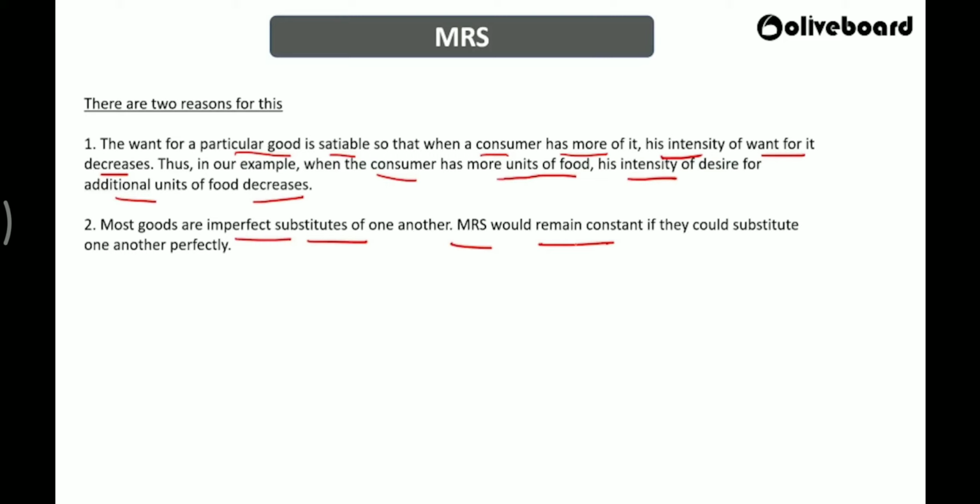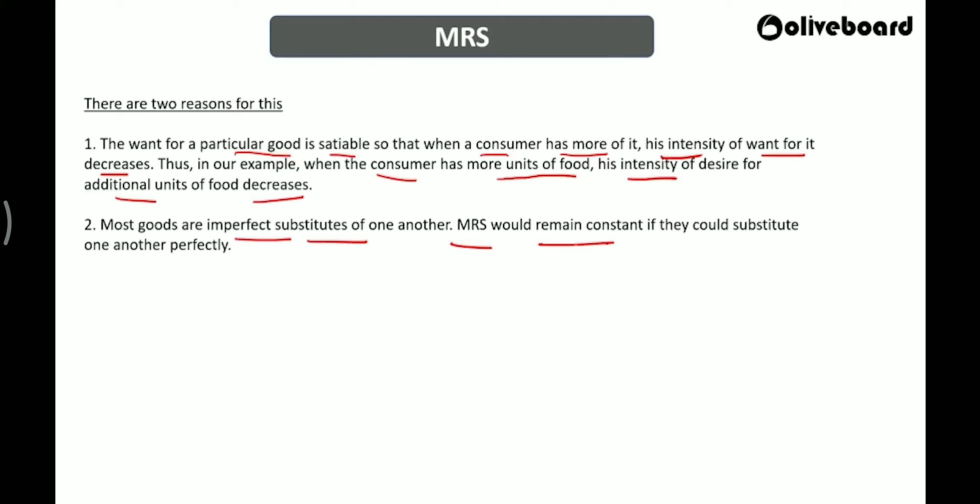Your MRS would remain what? Constant. Instead of food and clothing, if you are taking two products that are perfect substitutes, then in that case it will remain constant. Since it is a different product, the satisfaction when you are having one more product continuously, your intensity towards that product will decrease.